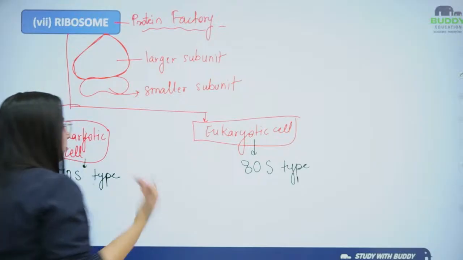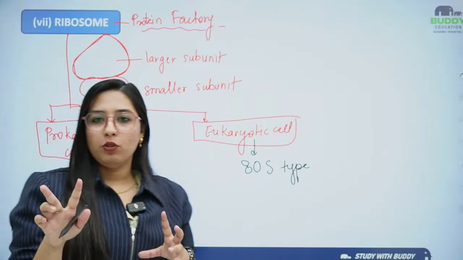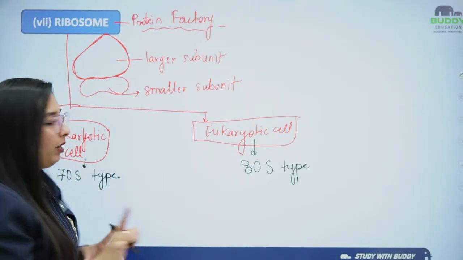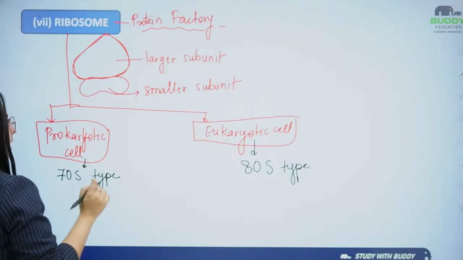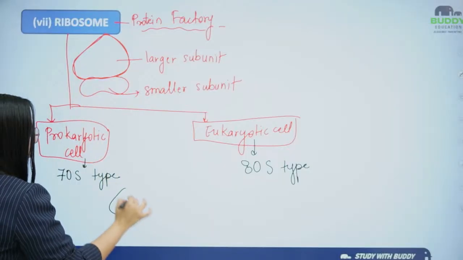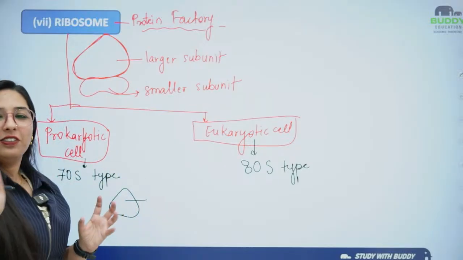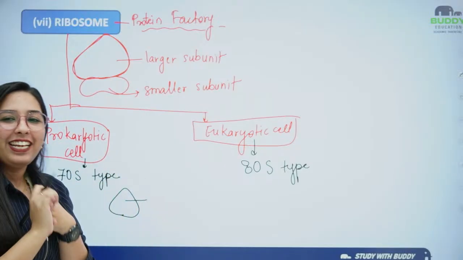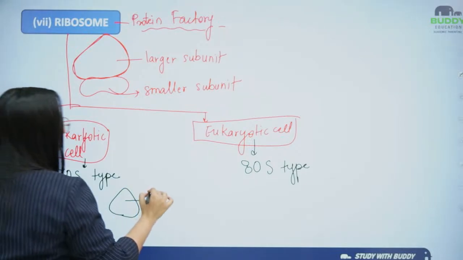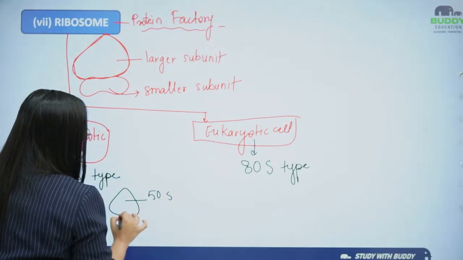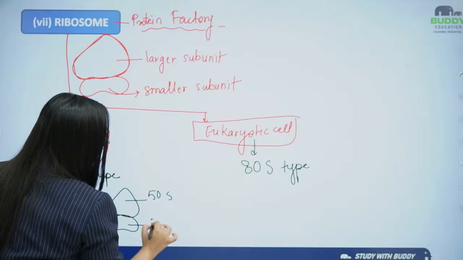Now, we have two units of ribosome. One is the larger unit and the other is the smaller unit. When I talk about the larger unit, this will be the ratio. Now, don't add when I say that 70S is equal to 50S plus 30S.